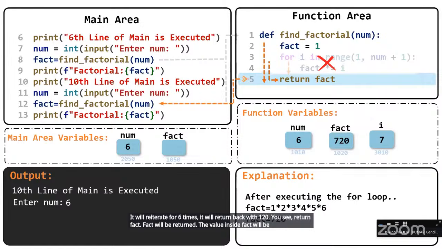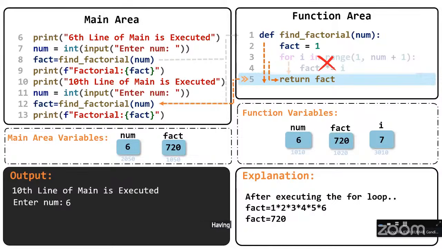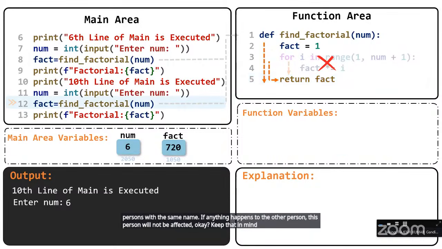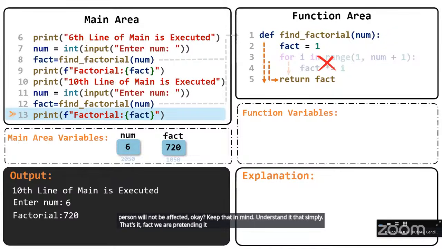That is 120. Okay. Main area fact and function area fact are having two different locations. They are just the same name. Two different persons with the same name. If anything happens to the other person, this person will not be affected. Okay. Keep that in mind. Understand it that simply. That's it. Fact, we are printing it again. 720, you will get it.